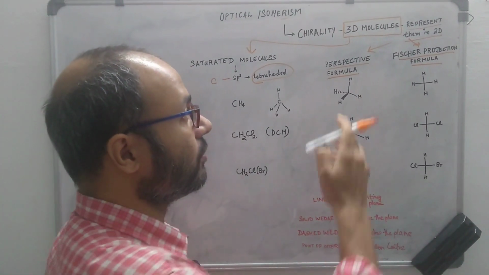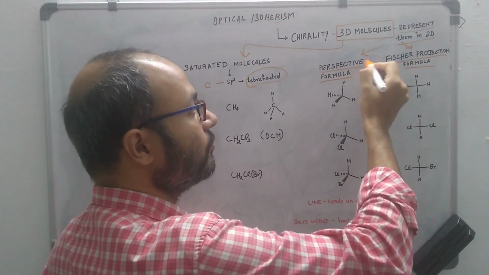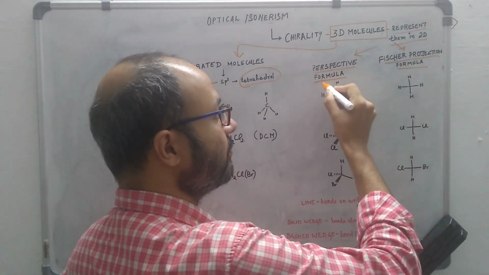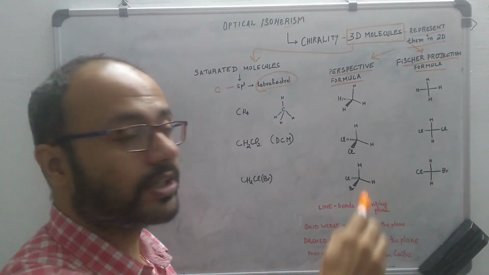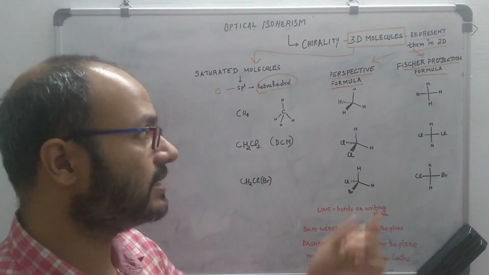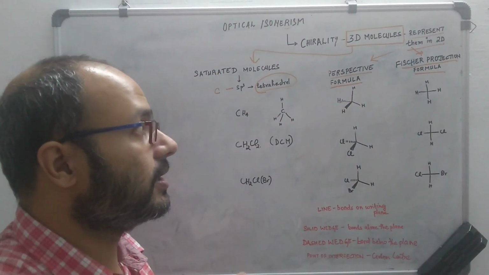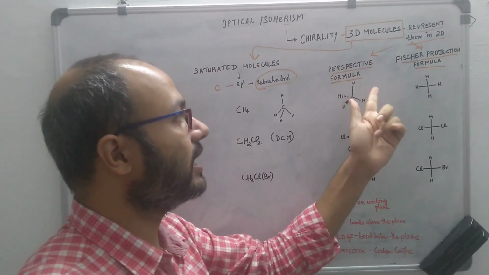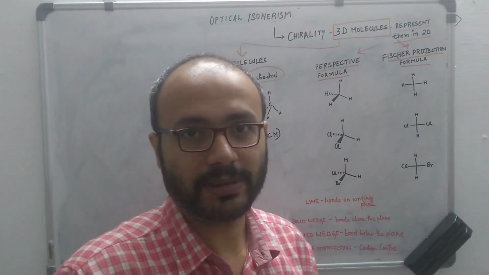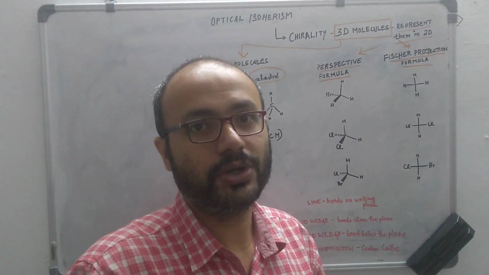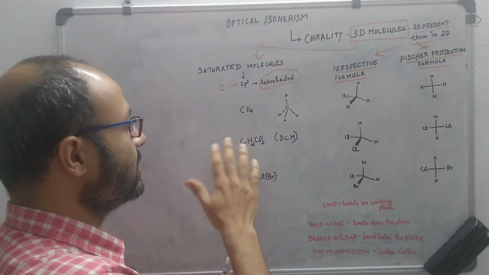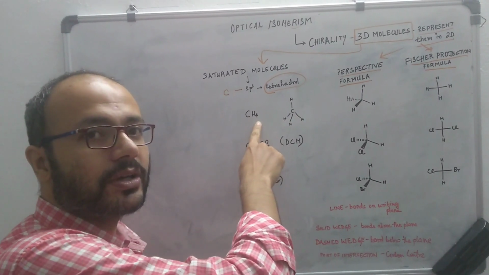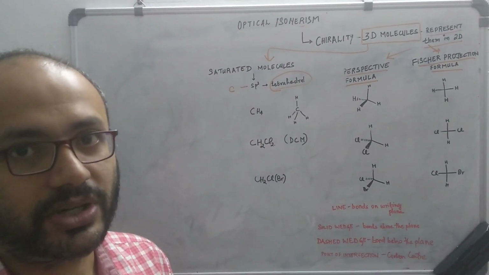For representation of a 3D structure on a two-dimensional plane, we use two different formulas. One is the perspective formula, another is the Fischer projection formula. These are the two formulas that we are going to learn how to draw so that we can easily represent a three-dimension on a two-dimensional plane. So let's start with the simplest molecule, and that is methane, the major component of compressed natural gas, that is CNG.